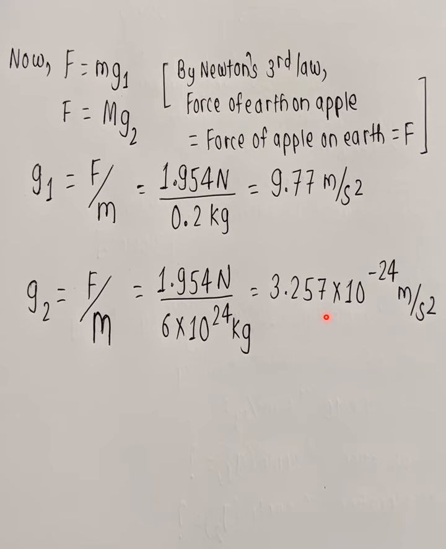It shows that even though the apple appears to fall towards the earth, we never notice the earth moving towards the apple, because the acceleration is very small, almost close to zero. If you want, you can choose to keep it as negative, because the acceleration of earth would obviously be opposite to the acceleration of apple, or you can just write the magnitude as I did here.